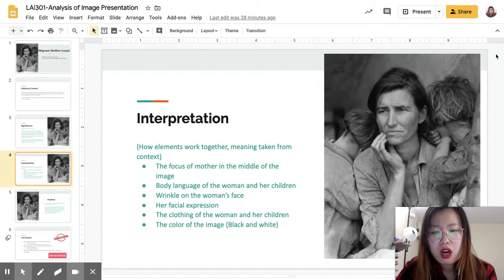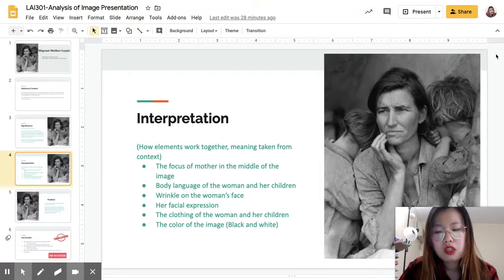Her entire facial expression seems to be worried and her eyes are looking at something outside of the frame. The direction that she looks shows more panic of how to continue into the future because the photographer chose not to include what she is looking at.